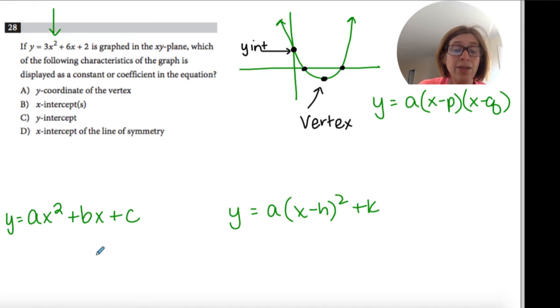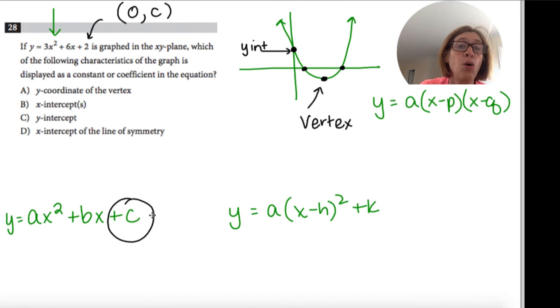Standard form, remember, standard form is the one that we have here. In standard form, I can actually see the y-intercept just by looking at the equation. I see that it's 2. Remember, the y-intercept is the coordinate point where x is equal to 0. So (0, c) is always going to be the y-intercept, and it will be displayed as a constant in this equation. It's not a coefficient, it's a constant. So in this particular question, we can see c.